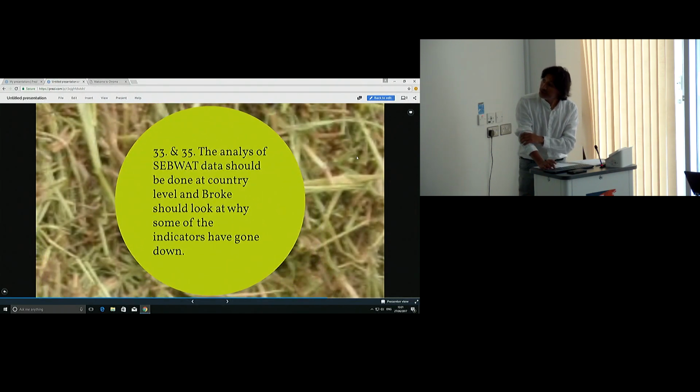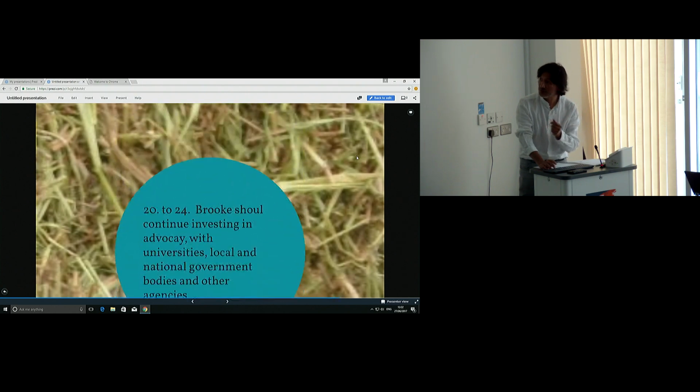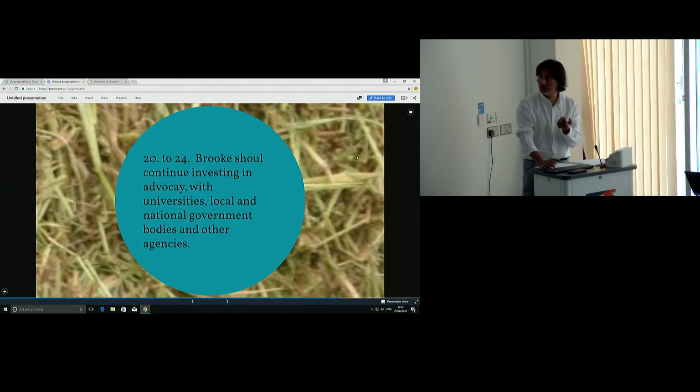The analysis of SEPWAT data should be done at country level, and Brooke should look at why some of the indicators have gone down. It seems that they have access to a draft report. I'm not mentioning it in the presentation, but the report says there is a draft report. It seems the evaluators were embedded, so maybe they could understand the information really well. But it's something we should look at. According to them, it takes a lot of time to collect data, and country officers sometimes don't understand, so they depend on London to interpret the data analysis.